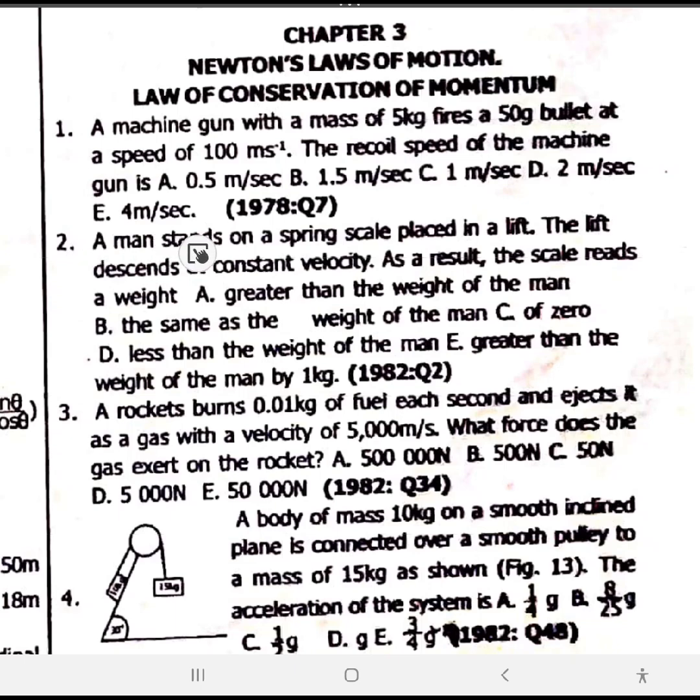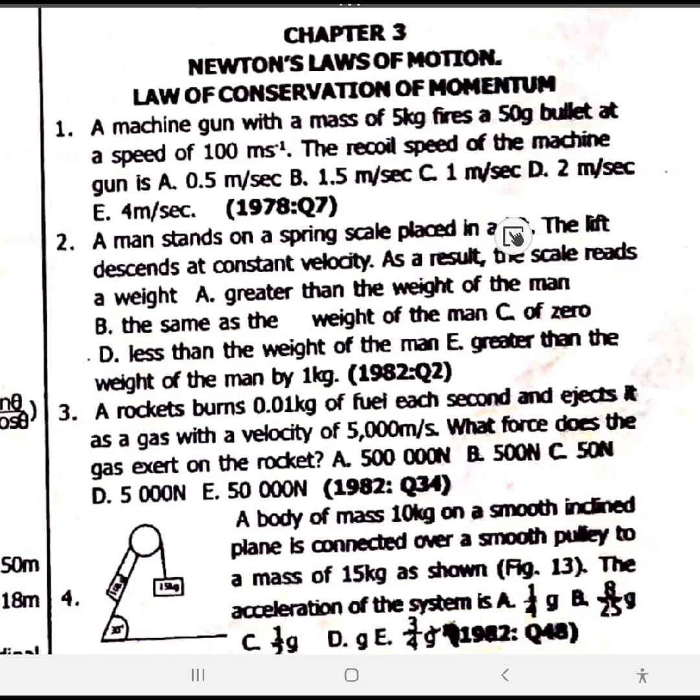2. A man stands on a spring balance. Do not forget, I said in the first chapter that a spring balance measures weight, while a beam balance measures mass. Also, gravity affects a spring balance, but gravity has no effect on a beam balance. And lastly, a spring balance works on the principle of Hooke's law, while a beam balance works on the principle of moment. Do not forget.